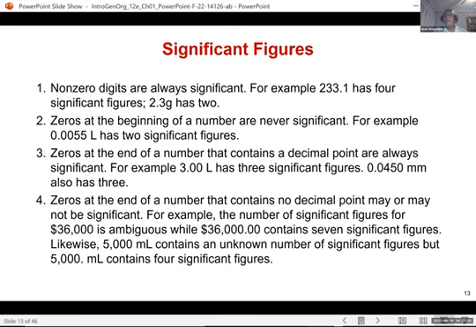This is interesting. The second problem here is in the same category: 0.0450. The first two zeros are leading zeros, they're not significant. The last one is a trailing zero, therefore it is significant. Therefore 4, 5, and 0 count as 3 significant digits.